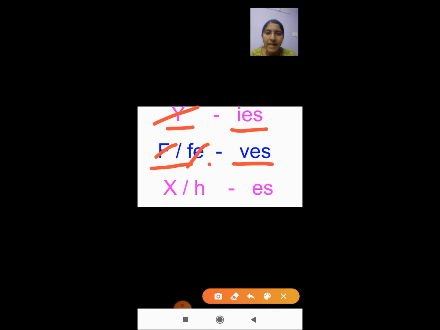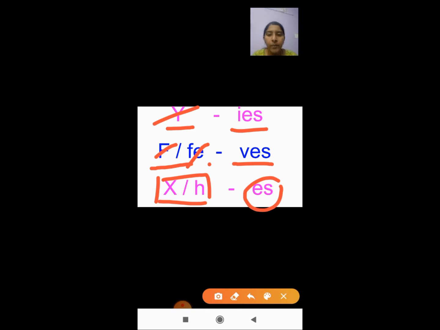When I show you some examples, it will be more clear for you. Similarly, if the word ends with X or H, then we are going to add ES. Whenever you see the letter X or H, we are just going to add ES. We are not going to cut anything here. The first two only we cut and add. Whenever you see X or H, we will not remove any letter from it.